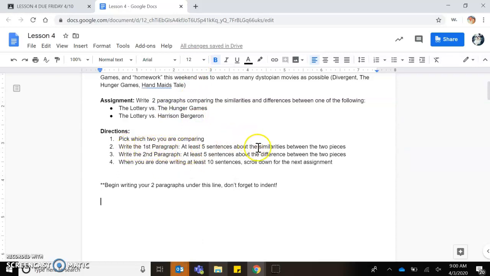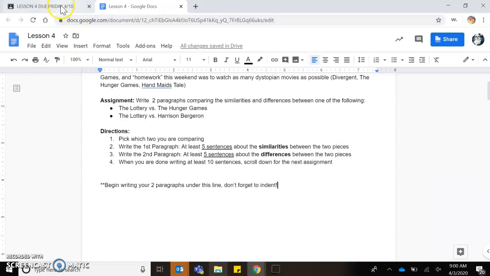The first paragraph will be about the similarities, and the second paragraph will be about the differences between the 2 pieces. You'll notice that it says at least 5 sentences in each paragraph. So paragraph 1 is at least 5 sentences about the similarities between the 2, and the second paragraph is at least 5 sentences about the differences between the 2 pieces.